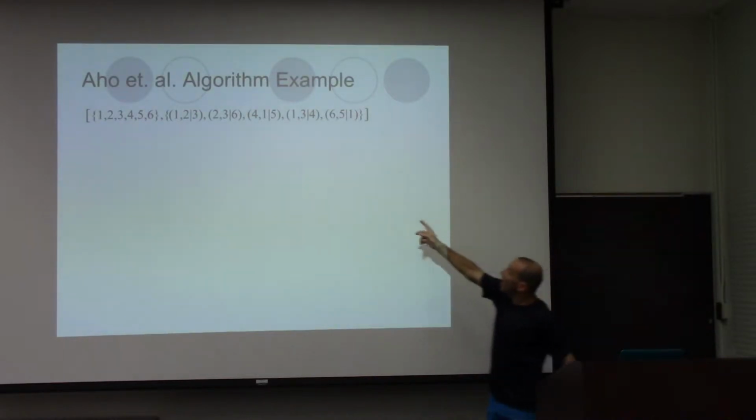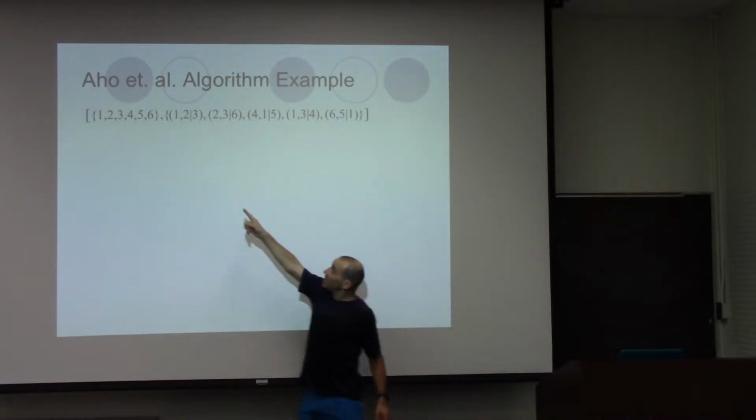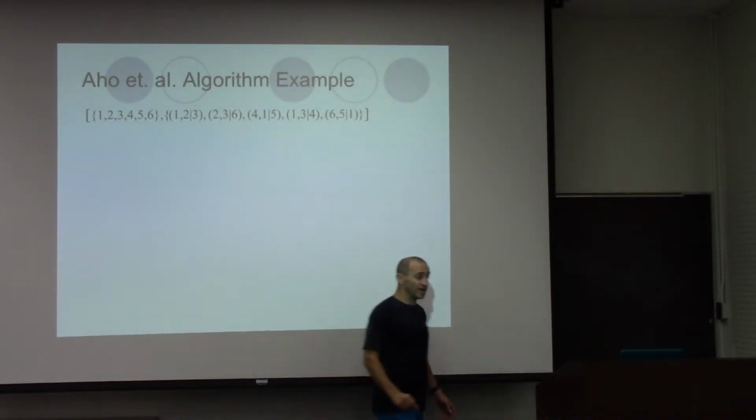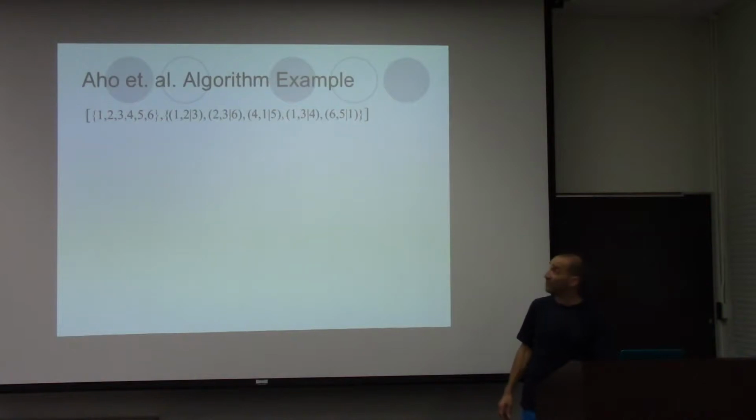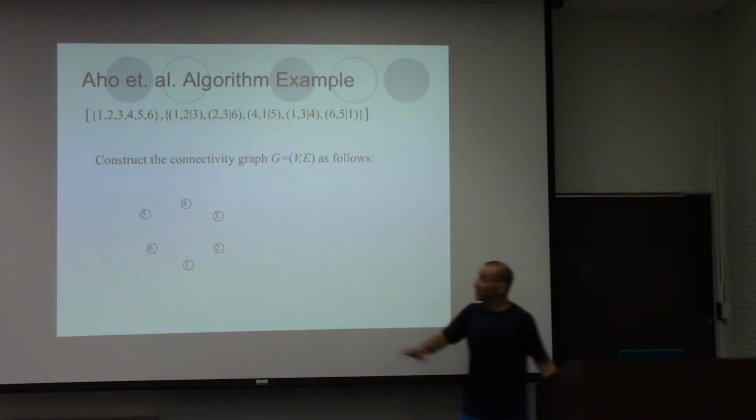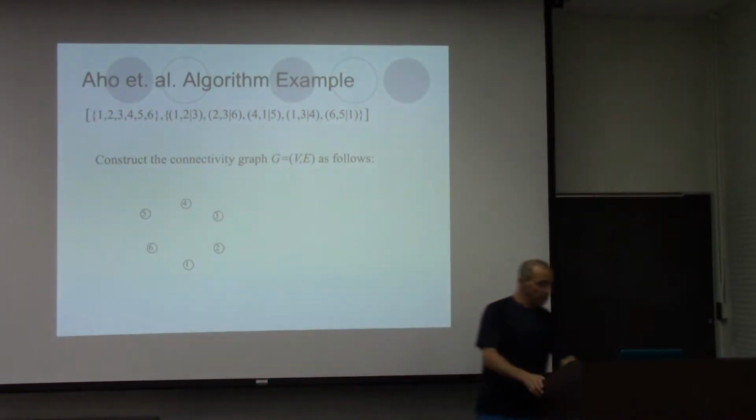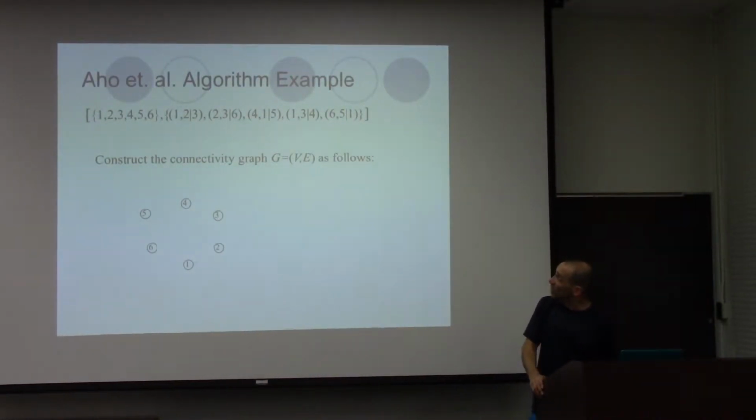So this is our input set of triplets, and this is the set of taxa: 1, 2, 3, 4, 5, 6. Okay, so let's go triplet by triplet. So we start with 1, 2, and 3. So we construct the connectivity graph, V, E, as follows. These are the nodes in the graph. Now we go triplet by triplet. We start with 1, 2, 3.